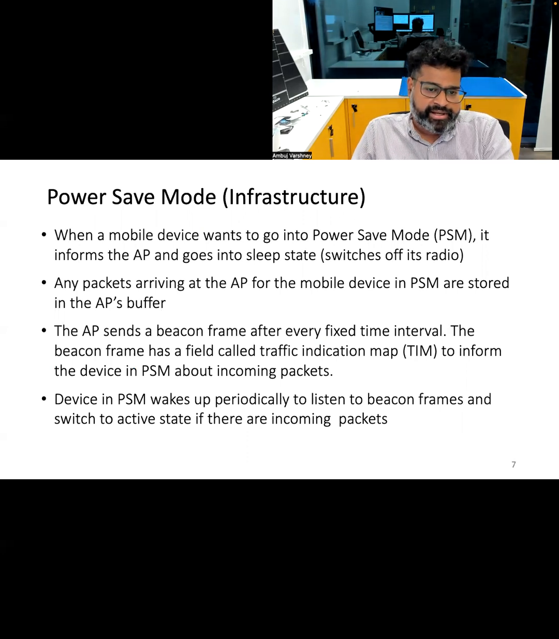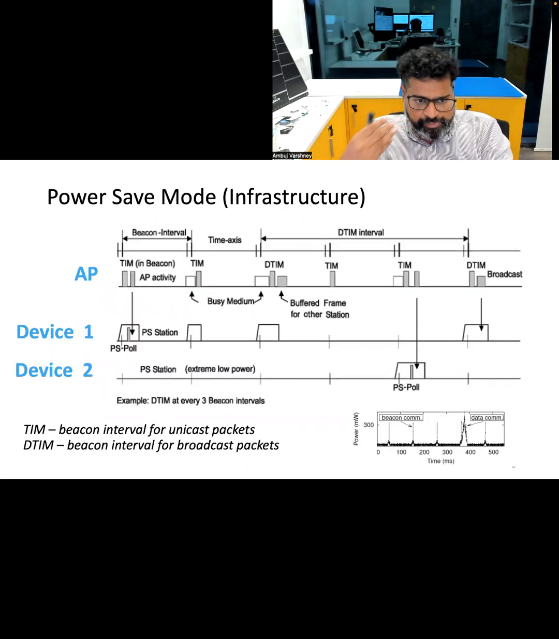Any message that arrives at the access point while the end devices are in sleep mode is stored in its buffer, and the access point periodically sends something called a traffic indication map to inform the end device of incoming packets that have been buffered. And when eventually the end device wakes up, the access point sends these messages to the end device. We show this process happening in this graph.